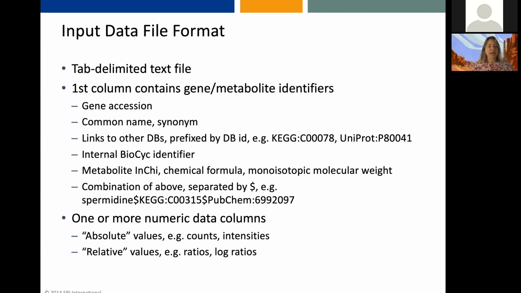But more commonly, you see data values that are log ratios. So there's a 0-centered scale where, if the expression is going up, you have a positive number, and if expression is going down, you have a negative number. So we need to know which kind your data is, to know how to interpret it. That's pretty much all we need.